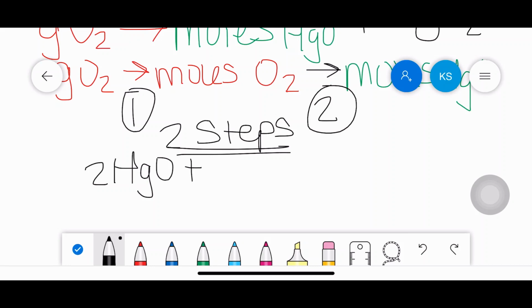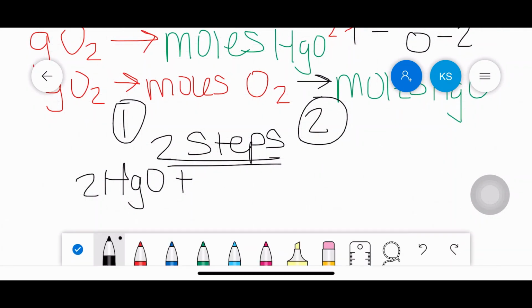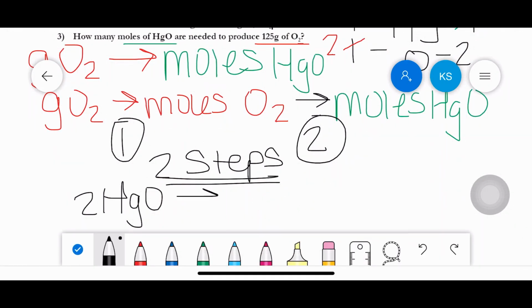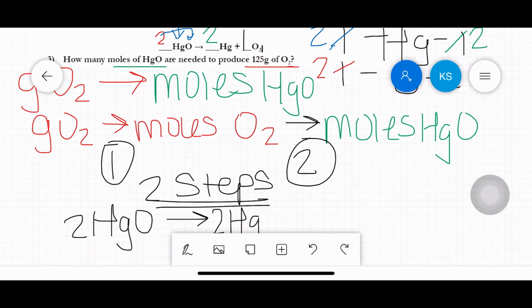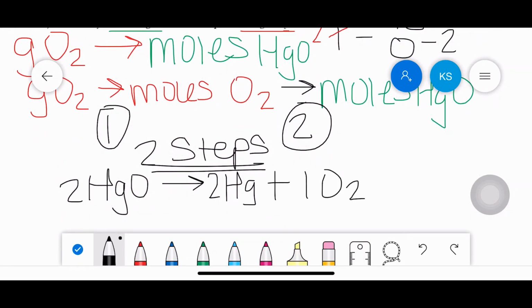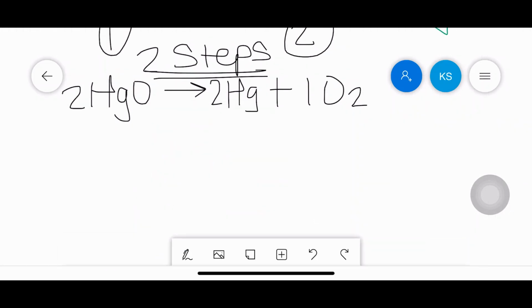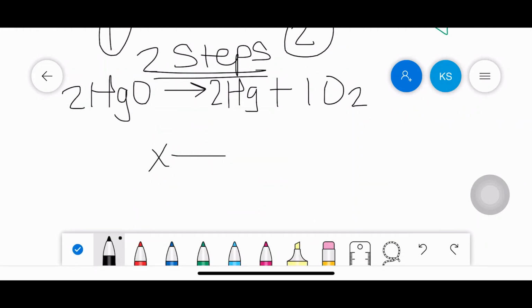So now our mercury is unbalanced. So if we multiply our mercury in the products by 2, that balances out our reactions. We have 2 mercuries in the reactants and products and 2 in the reactants and products for oxygen as well. So our ratio is a 2 to 2 to 1.